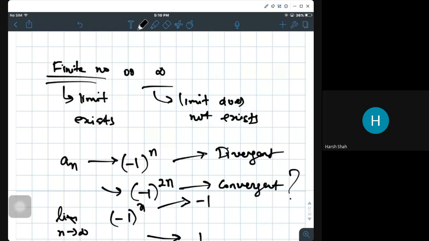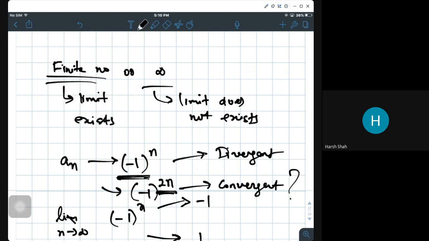If you have this sequence, minus 1 to the power n, this is divergent. Agreed? But if I filter out all the even terms, the terms which have an even power, will it become convergent? Are you getting my point?